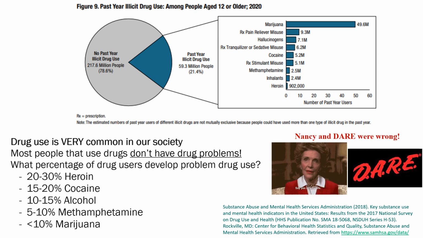Only about 20 to 30% of people that use heroin develop substance use disorders, 15 to 20% of people that use cocaine. Alcohol is 10 to 15%. Meth is 5 to 10%, and marijuana is less than 10%. So this idea that we got from Nancy Reagan or from DARE that the substance itself is what causes really significant disorders, and once you just have that first taste, just don't do drugs, it'll completely define your life.